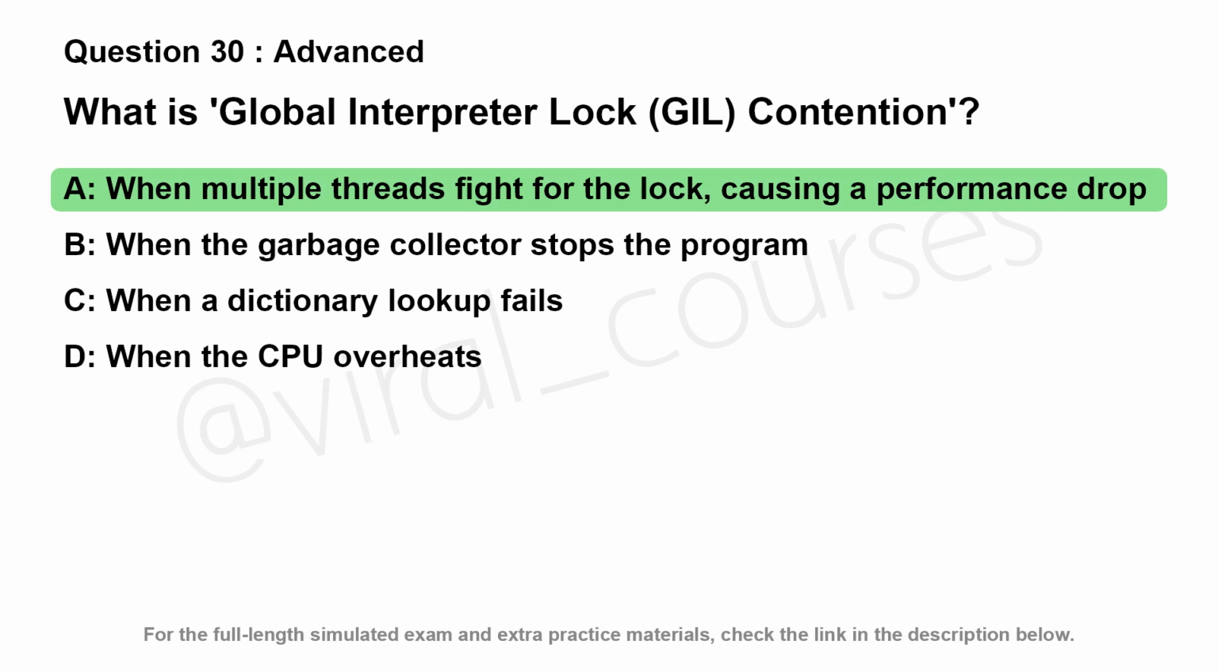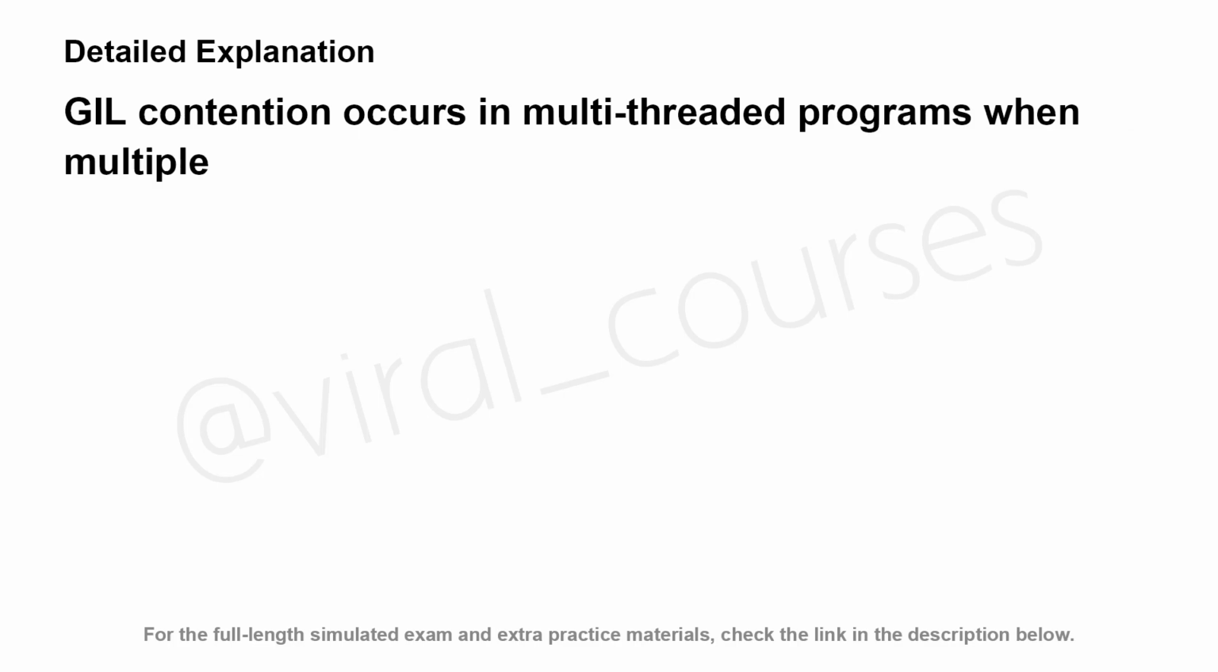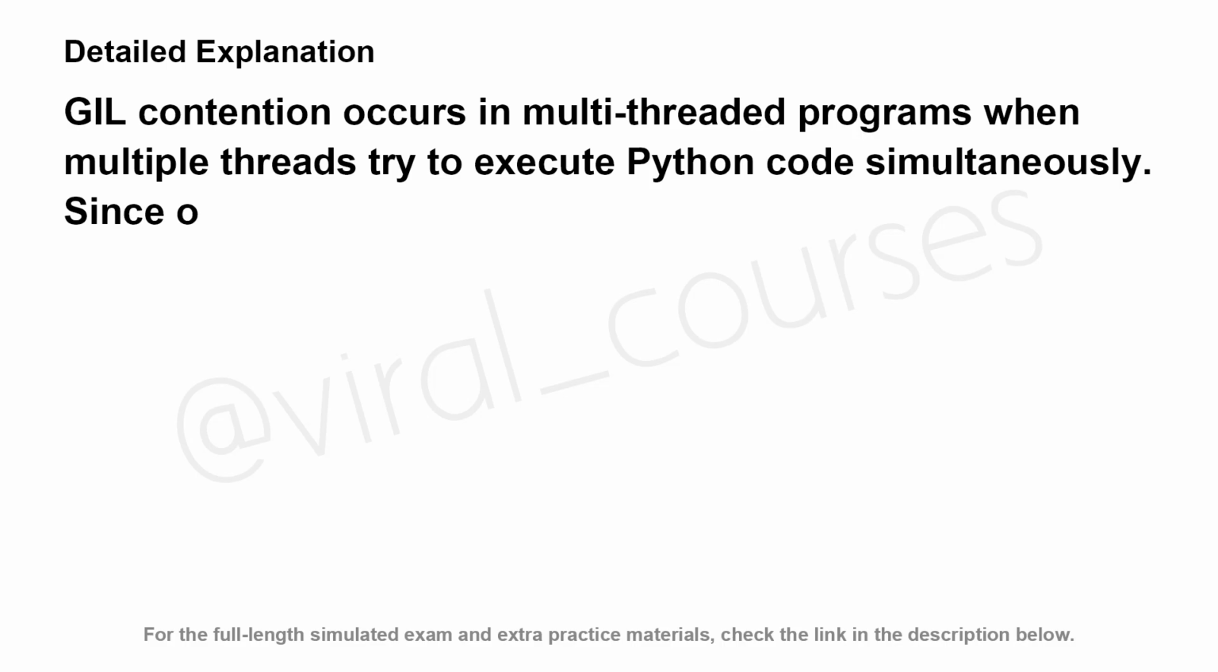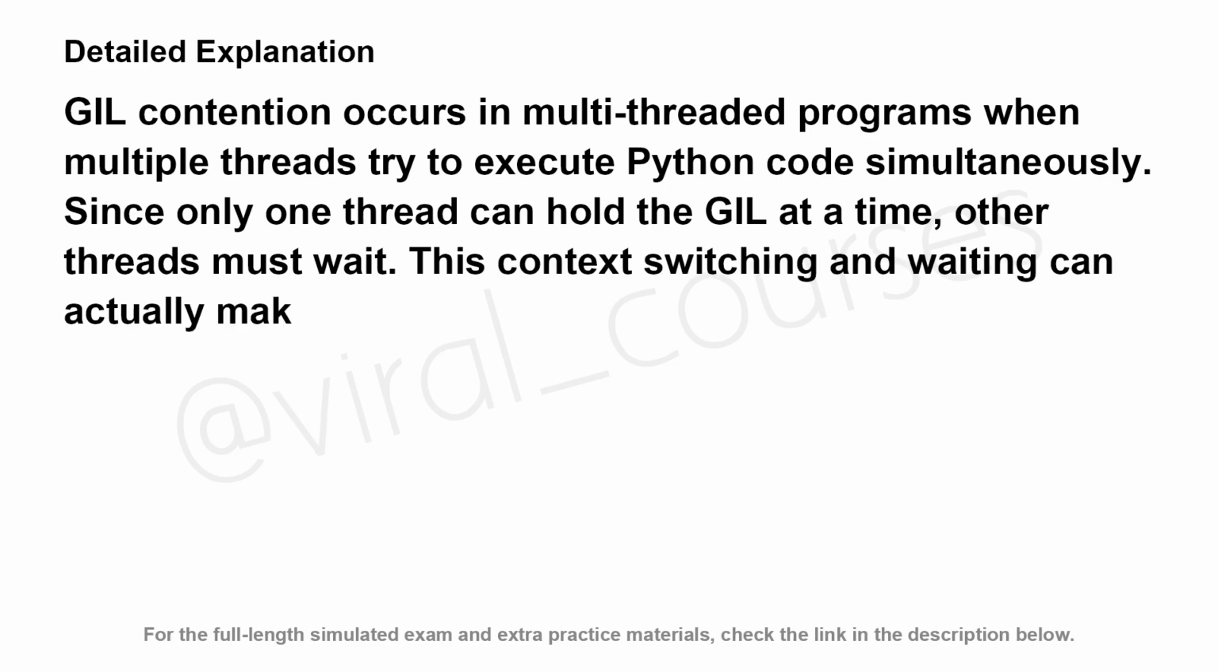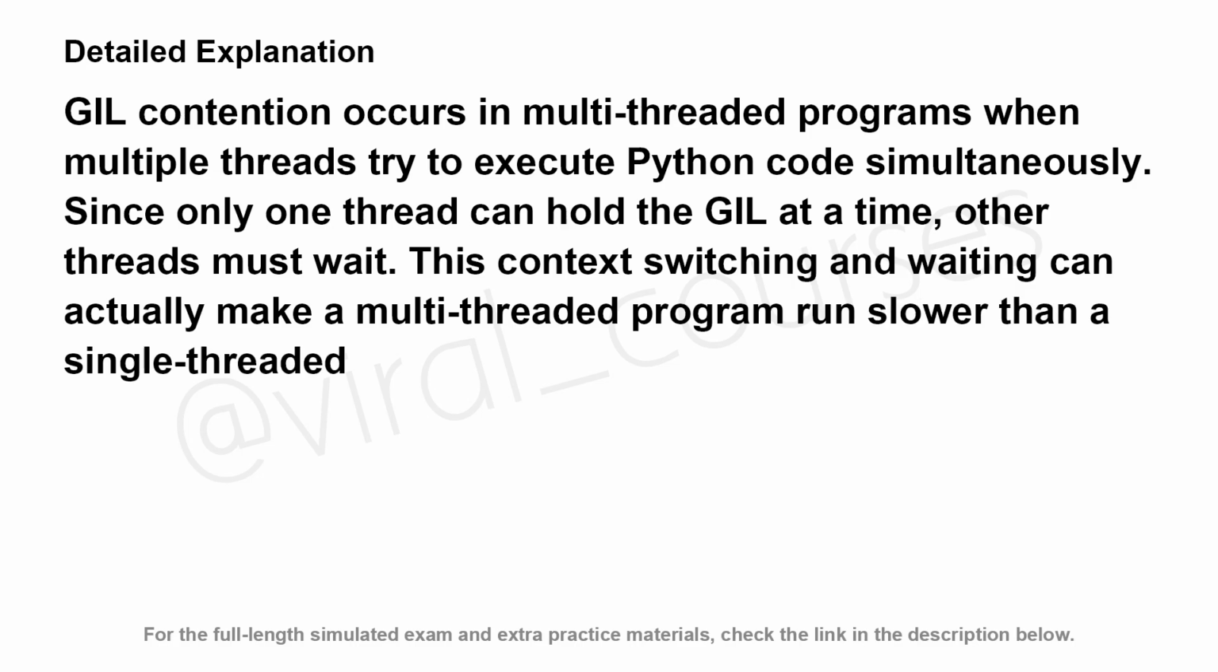The correct answer is A. GIL contention occurs in multi-threaded programs when multiple threads try to execute Python code simultaneously. Since only one thread can hold the GIL at a time, other threads must wait. This context switching and waiting can actually make a multi-threaded program run slower than a single-threaded one for CPU-bound tasks.